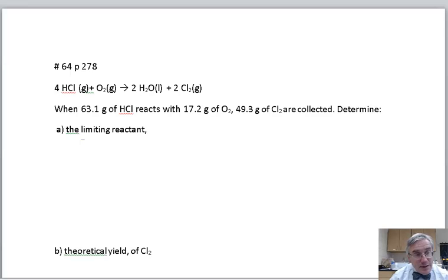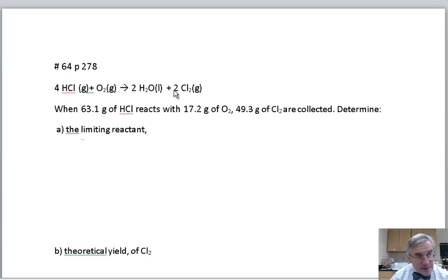Okay, so the question in the textbook actually gives you the formula, and it says that 4 HCl's, hydrochloric acids, react with one oxygen molecule to produce two water molecules, which is in a liquid form, and two chlorine gas molecules. Okay, so let's figure this out.